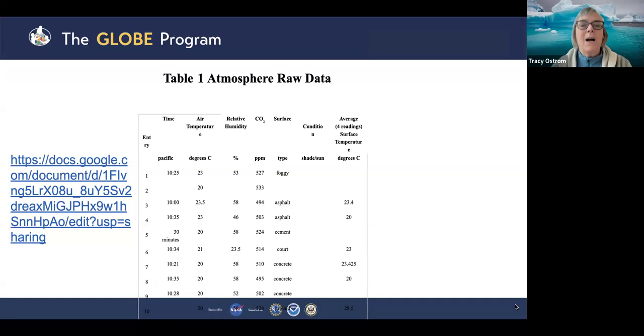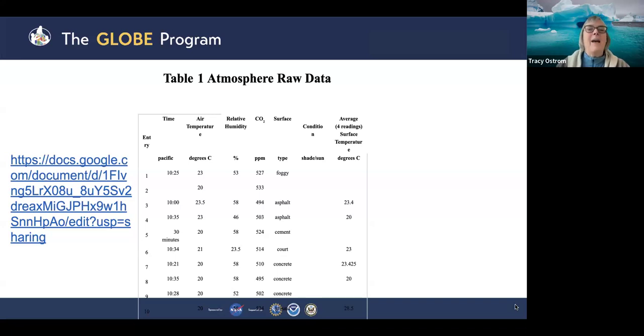As you can see in data table 1, once you get a chance to look at it, we have a bunch of columns of data. Each entry is a student group, the time they collected the data, temperature, the air temperature, humidity. We had a CO2 meter, so we collected CO2 readings. And then we did some surface temperatures too. So we needed to identify the surface type, whether or not our data were collected in the shade or the sun, and then what the actual reading of the surface temperature was. And we asked them to take 4 readings and create an average from that.